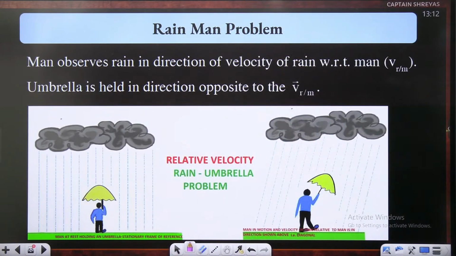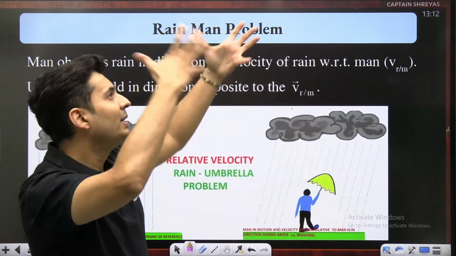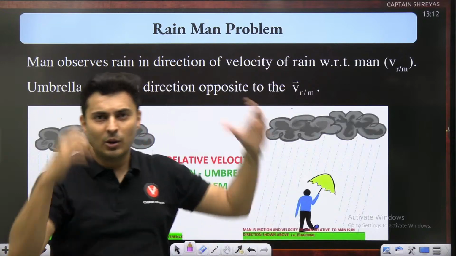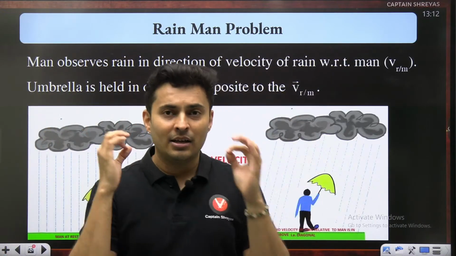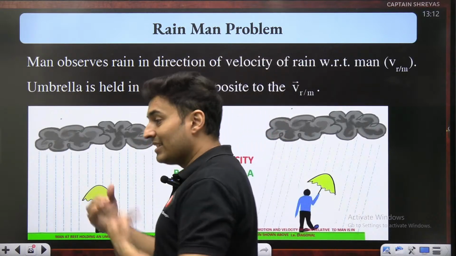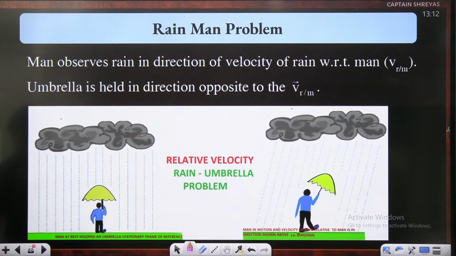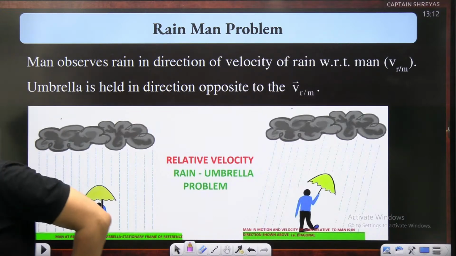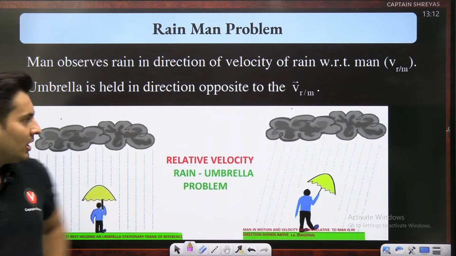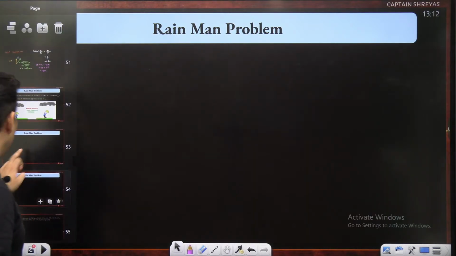The questions are exactly that: in what direction, in what way will you hold the umbrella or your protection so that you do not get wet or get least wet, because there is relative motion, especially when you are running. Is that clear, everyone? The logic used for that is very, very simple.